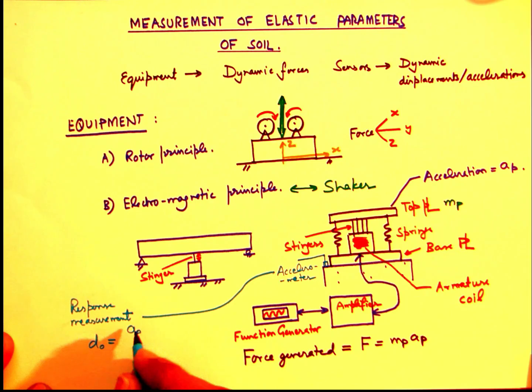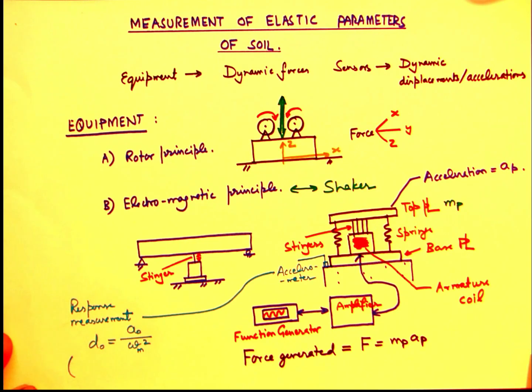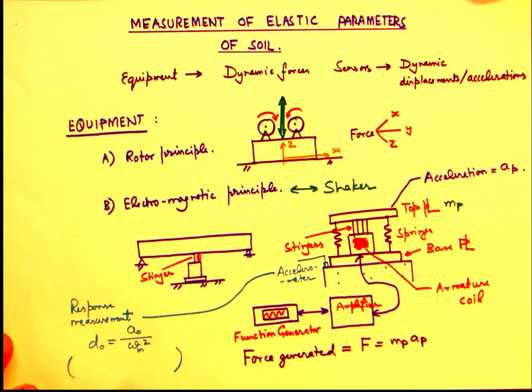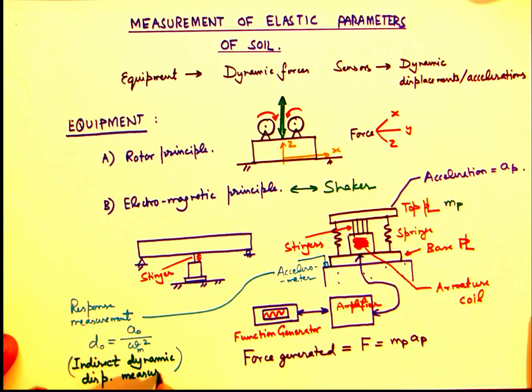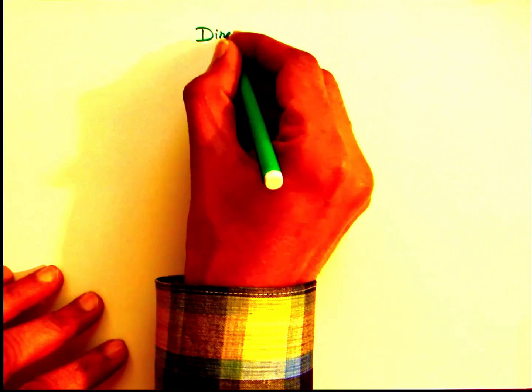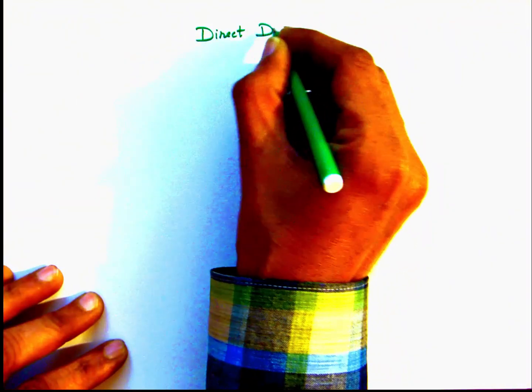So we basically measure the acceleration, and then if we want to convert it into displacement, then all we have to do is use the relationship between displacement and acceleration in the case of harmonic vibrations. So from the acceleration amplitude, the displacement amplitude can be obtained as acceleration amplitude divided by omega m square, where omega m is the angular frequency of the applied vibrations by the shaker. So this is the indirect method of measuring the displacement.